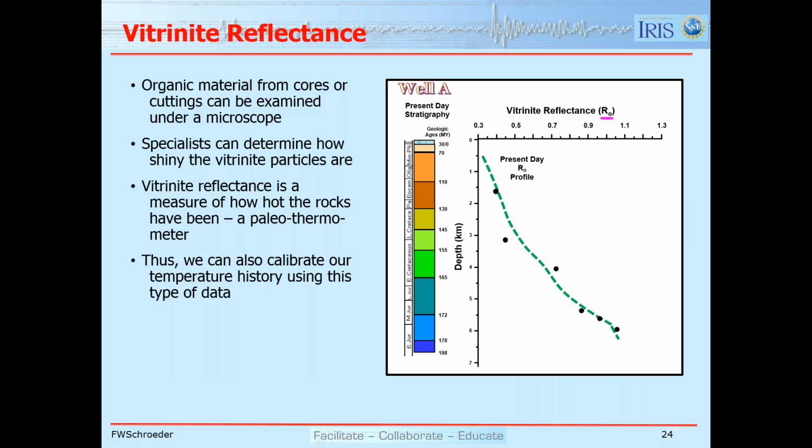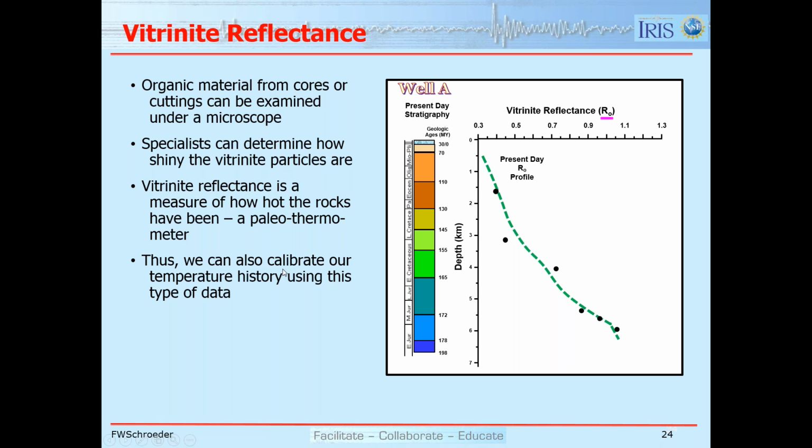There's another paleothermometer that we can use. It's called Vitrinite Reflectance. The organic material can be examined under a microscope, and we have specialists that will look at pieces of vitrinite and how shiny they are and determine a parameter called vitrinite reflectance. Vitrinite reflectance is shown as R sub 0. That's the symbol for it. And that measures how hot the rocks have been through time. So it's a paleo thermometer for us.